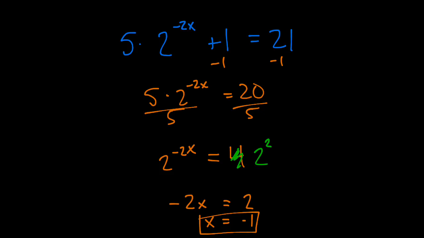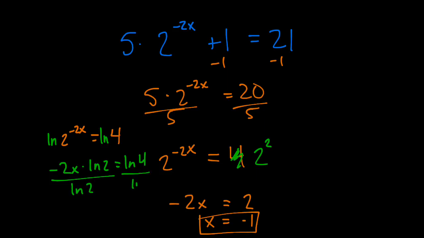Maybe it'd be good just to walk through the other steps. So if we go back to having 2 to the negative 2x equals 4, if I take natural log on both sides, then I would end up with negative 2x times natural log of 2 equals natural log of 4. If I divide both sides by natural log of 2, if I do just that part, then natural log of 4 divided by natural log of 2 comes out to 2. That comes out evenly. And divide by that negative 1, and you still get x is negative 1.